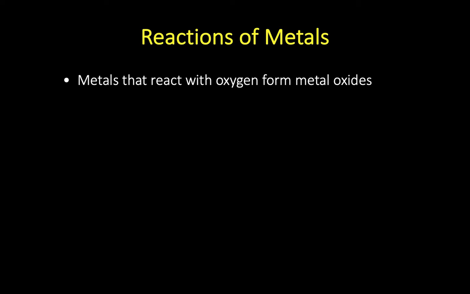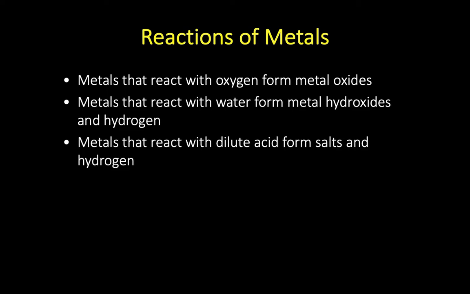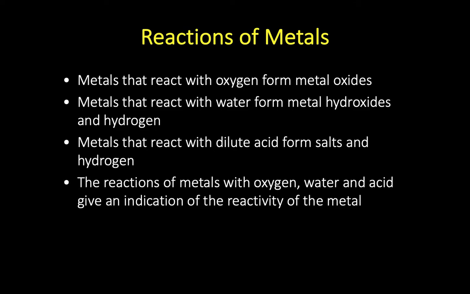So we have metals that react with oxygen to form metal oxides. We have metals that react with water to form metal hydroxides and hydrogen. And we have metals that react with dilute acid to form salts and hydrogen. Now, some metals will react with acid, water and oxygen. Some metals will react with water and oxygen. Some metals will only react with oxygen. And these reactions give an indication of how reactive the metal is and allow us to be able to put metals in order of reactivity.